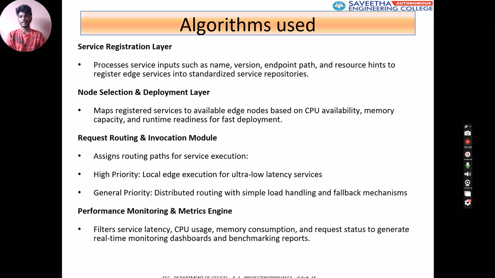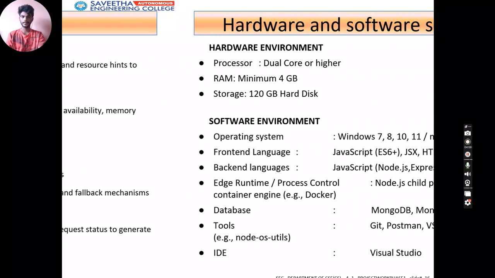Algorithms used: service registration layer, node selection and deployment layer, request routing and invocation module, and performance monitoring and metrics engine. The monitoring engine filters service latency, CPU usage, memory consumption, and request status to generate real-time monitoring dashboards and benchmarking reports. The registration layer processes service inputs such as name, version, endpoint path, and resource hints to register edge services into standardized service repositories. The deployment layer maps registered services to available edge nodes based on CPU availability, memory capacity, and runtime readiness for fast deployment.